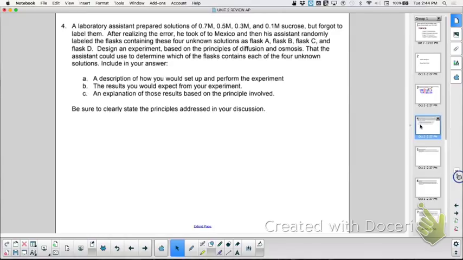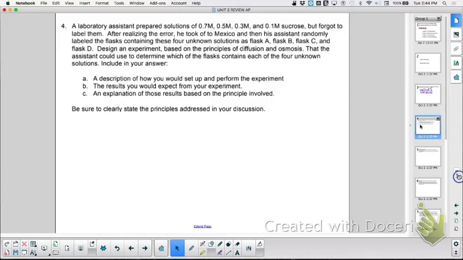Design an experiment based on the principles of diffusion and osmosis. If I had to design an experiment based on the principles of diffusion and osmosis, one of the first things I would do is tell you what diffusion and osmosis are, that the assistant could use to determine which of the flasks contain each of the four unknown solutions. Include in your answer a description of how you would set it up, the results you would expect, and an explanation of those results. What does that sound like?